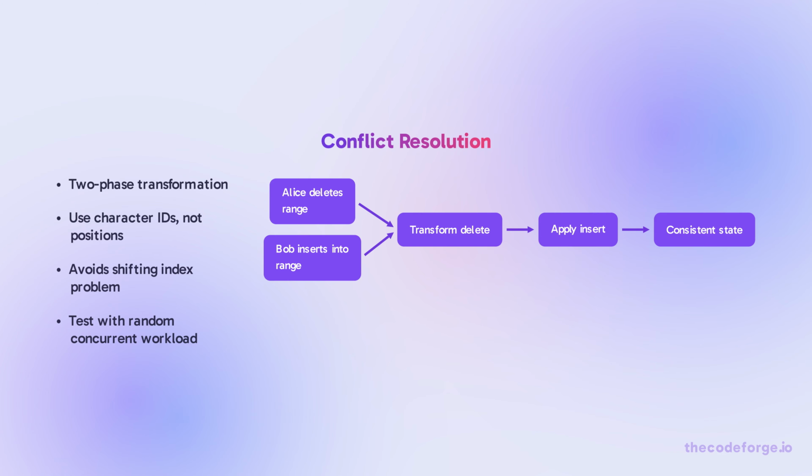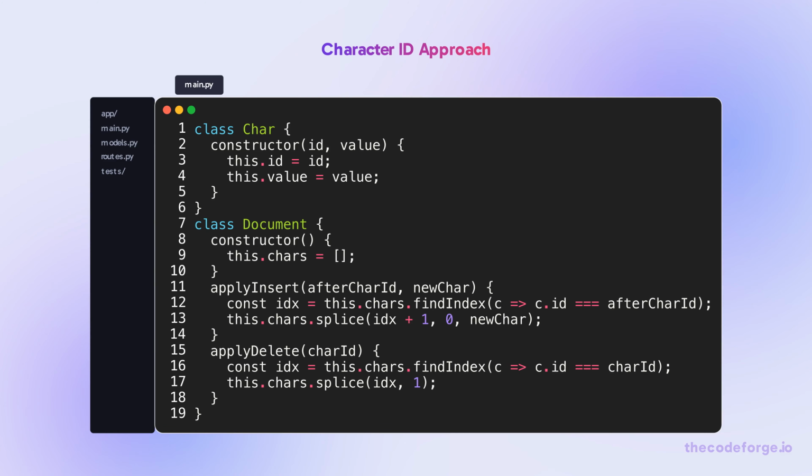Google Docs uses character IDs instead of positions to avoid the shifting index problem. By assigning each character a unique ID, operations reference characters by ID rather than position. This simplifies transformation because you don't need to adjust positions. If a referenced character is deleted, the operation becomes a no-op or is transformed.